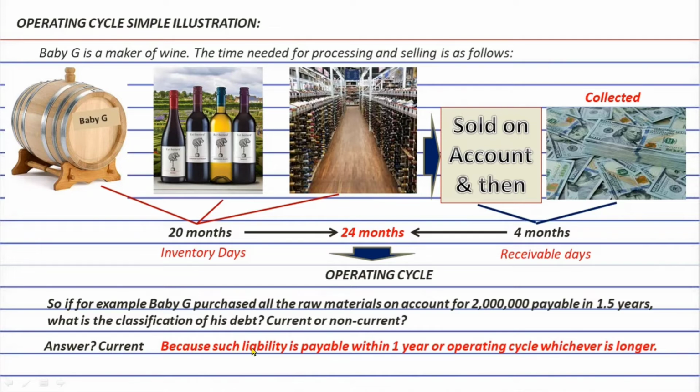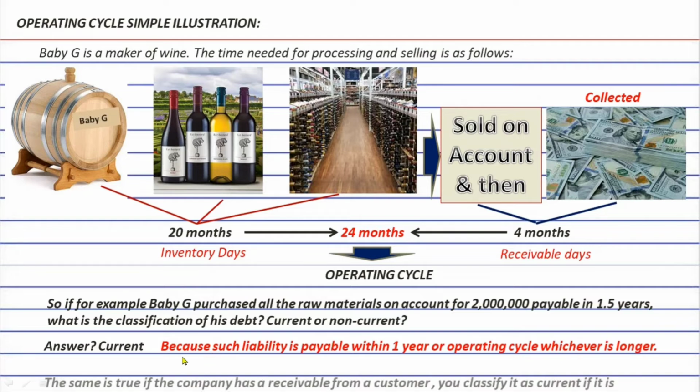Because, number one, the liability is directly related to the operations of Baby G. And number two, such liability is payable within 1 year or the operating cycle, whichever is longer. As you can see here, we have 24 months as the operating cycle, which is longer than 1 year, and the 1.5 years maturity term is covered by these 24 months. So again, the classification of this debt is current.